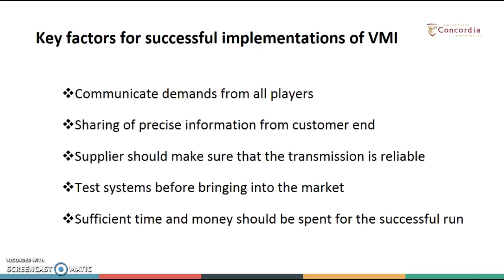Second, the sharing of precise information from the customer end. Though we consider a lot of factors which may affect VMI, the primary factor is the precise information from the customer end. And the third is the supplier should make sure that the transition is possible and reliable. The next thing is to test systems before bringing them to the market. Make sure that there are no errors before launching it in the market. And the final one is that sufficient time and money should be spent for a successful run.